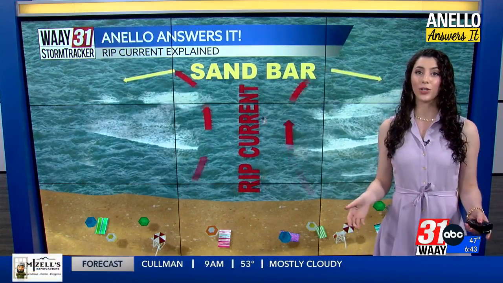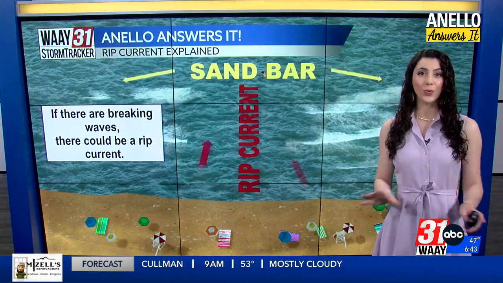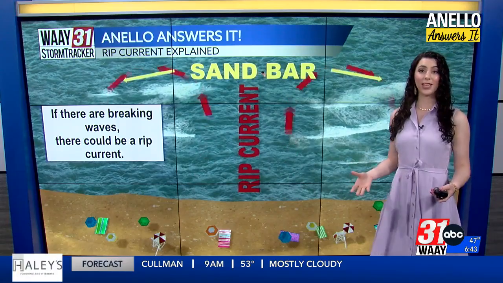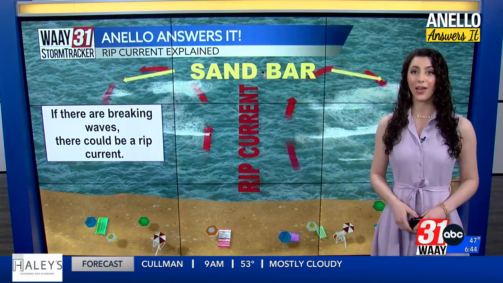The other thing that's important to note, we can have rip currents anywhere there are crashing waves. So if you see white foam, you could have a rip current in that area, and you need to make sure you're being mindful of that.